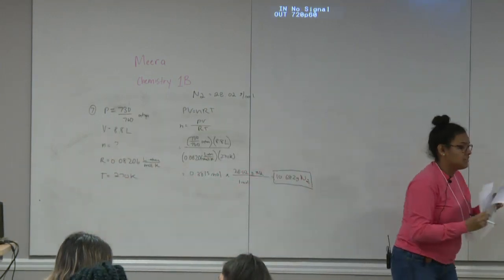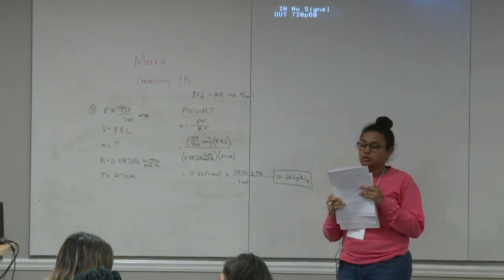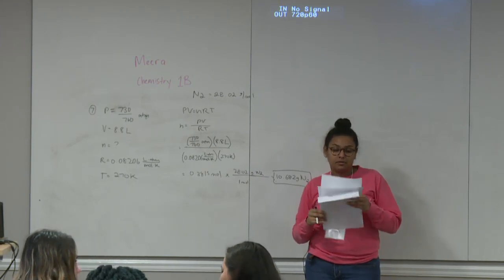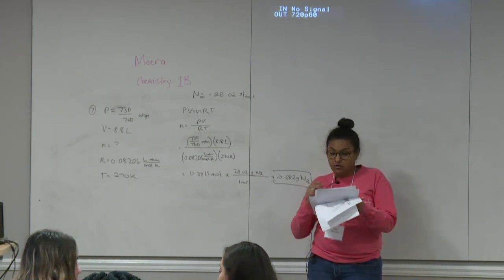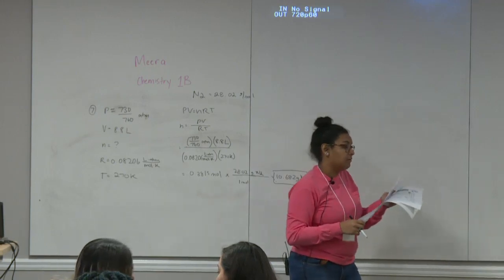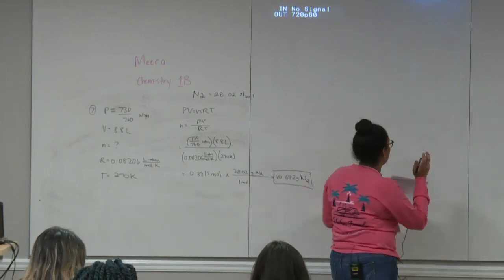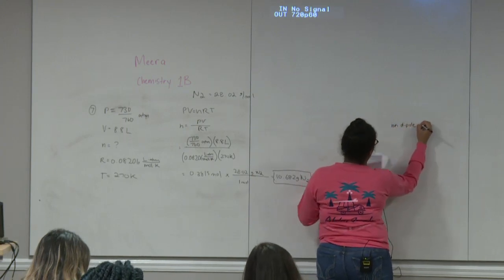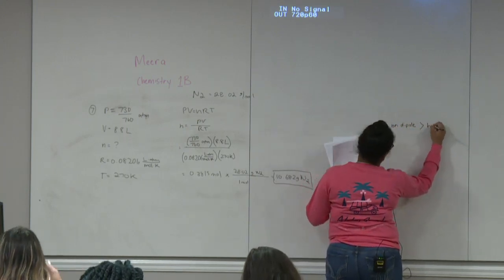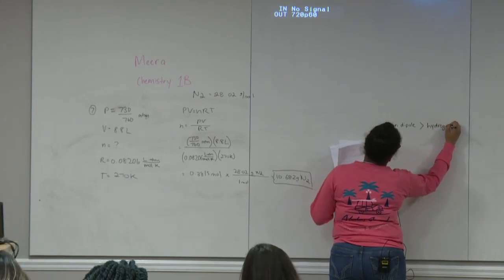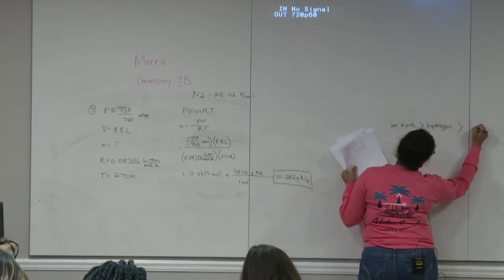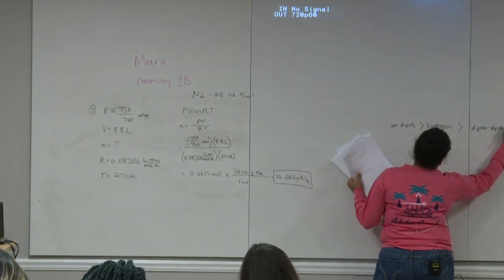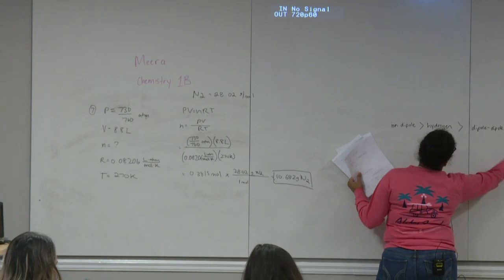Okay, the next question says, which is the strongest of the intermolecular forces? London dispersion forces, hydrogen bonding, dipole-dipole, or ion-dipole? The strongest out of those is going to be ion-dipole. If you put it in order of strength, it's going to be ion-dipole first, and then hydrogen bonding, and then dipole-dipole, and then London dispersion forces.